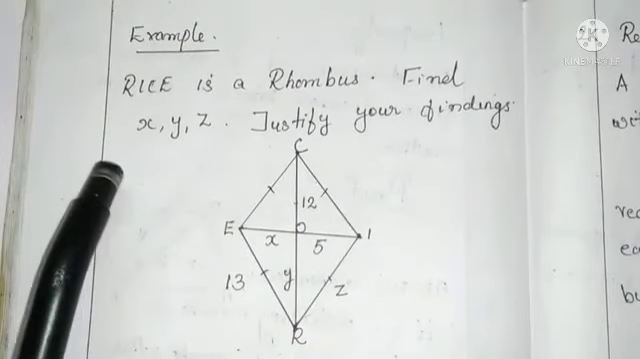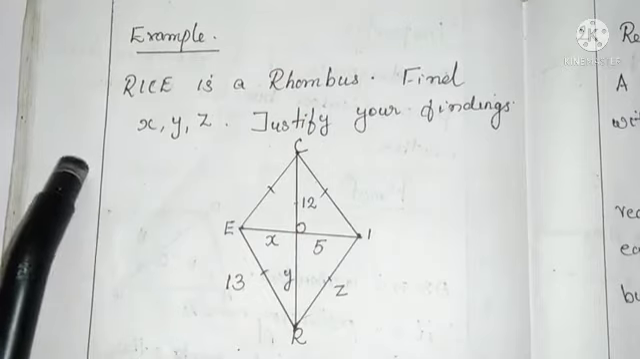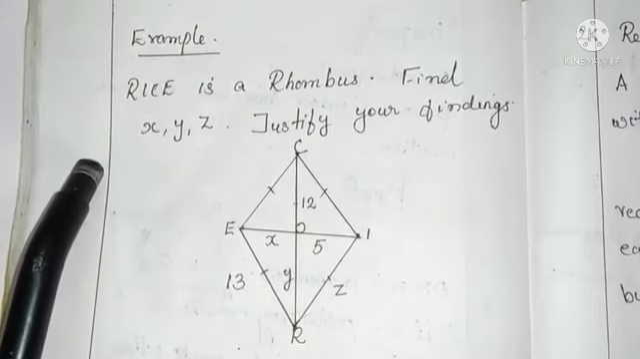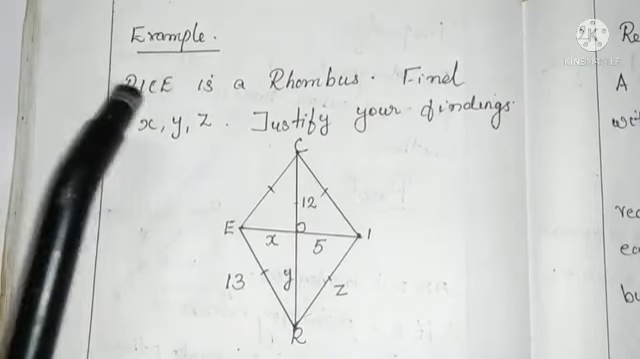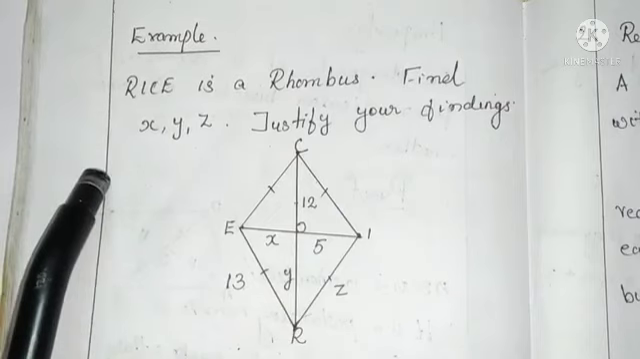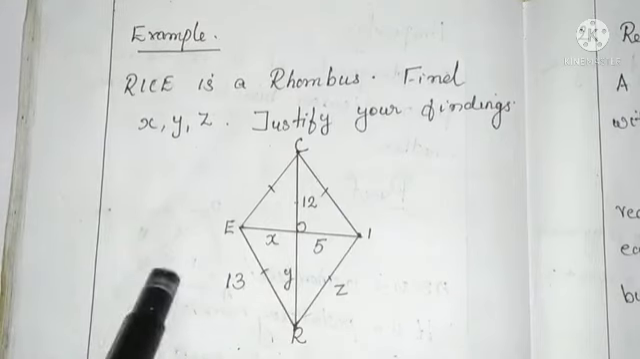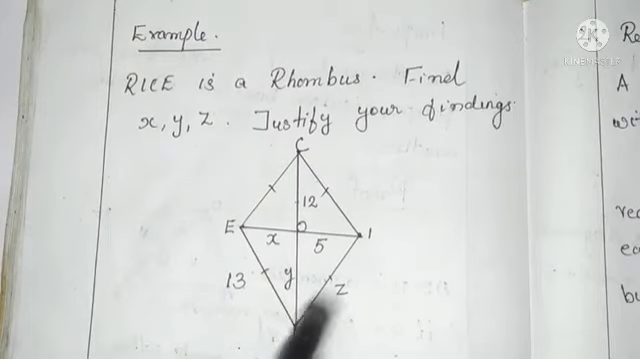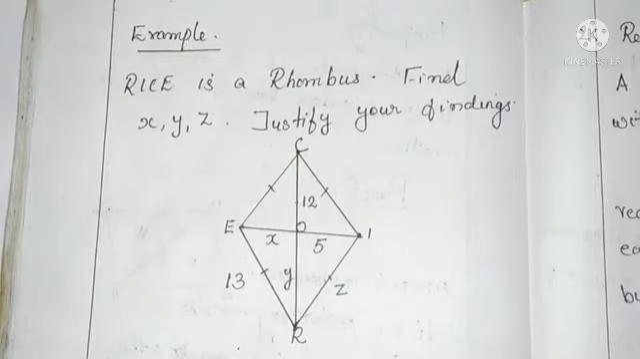Here one example we will do with the property that diagonals bisect each other in a rhombus. Look at the question. RICE is a rhombus. Find x, y, z. Also justify your findings. Observe the figure. RICE, R-I-C-E, is a rhombus. Here ER is 13 centimeter and OC is 12. OI is 5 centimeter, given in the question.